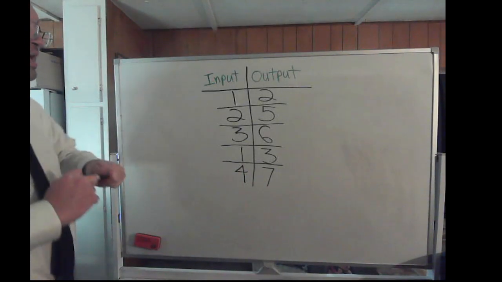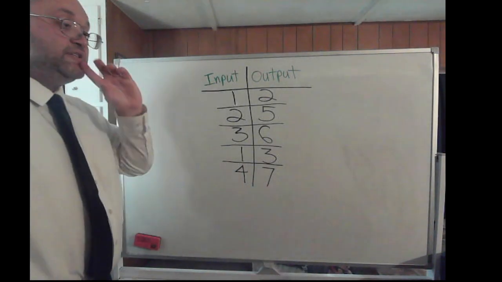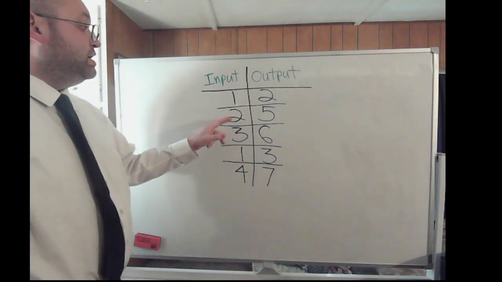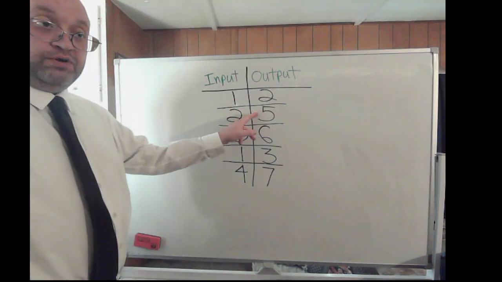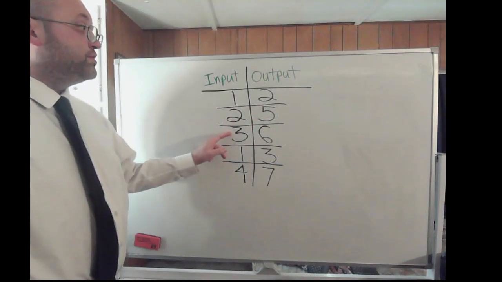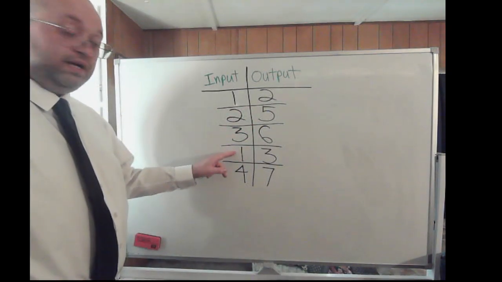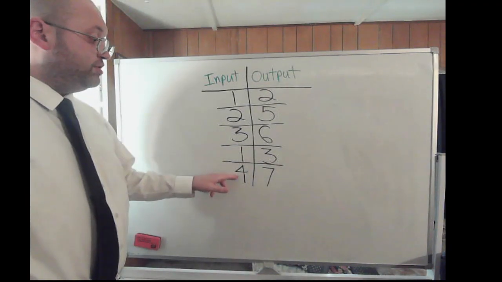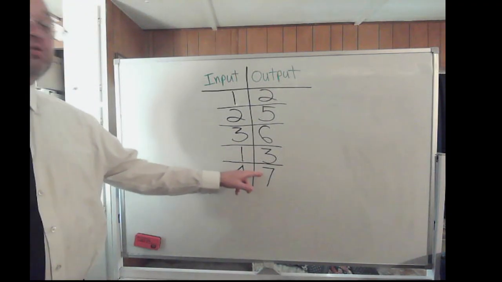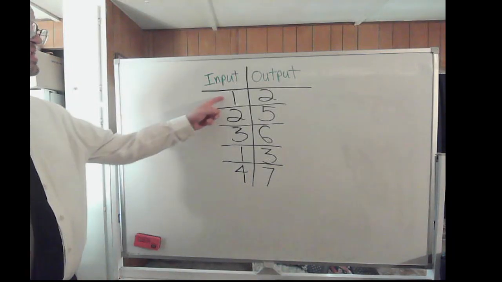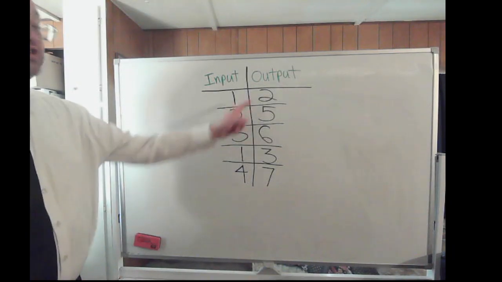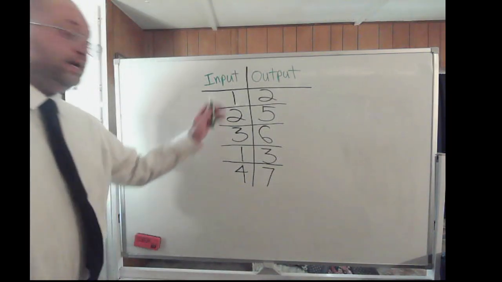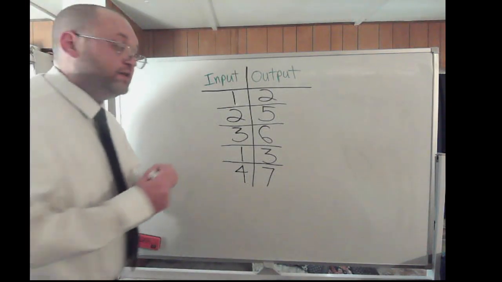Okay. So here with this particular example, you have an input of 1 and output of 2. You have an input of 2 gives you an output of 5. You have an input of 3 gives you an output of 6. Then we have 1 again. This time the input of 1 gives you an output of 3. And then an input of 4 gives you an output of 7. Well, we notice the 1s repeat on the input. They have two different values. So, since we have a repeat in this series, this is not a function.